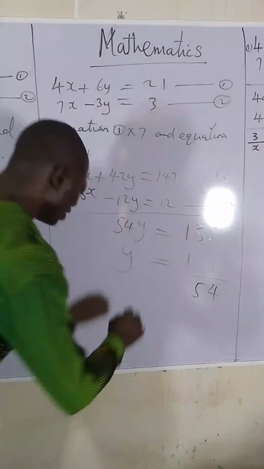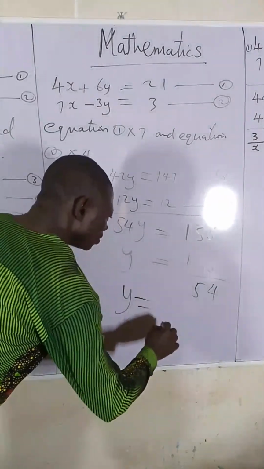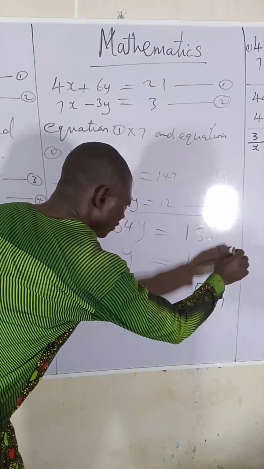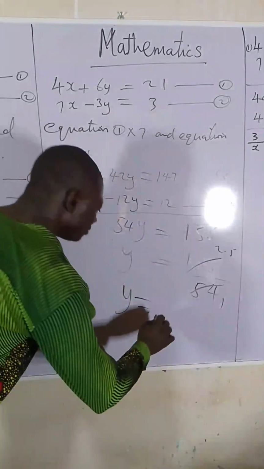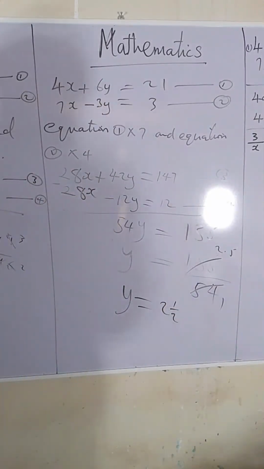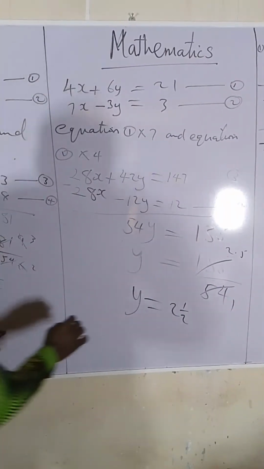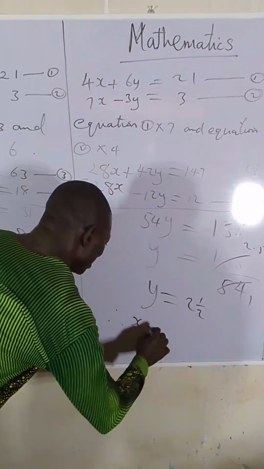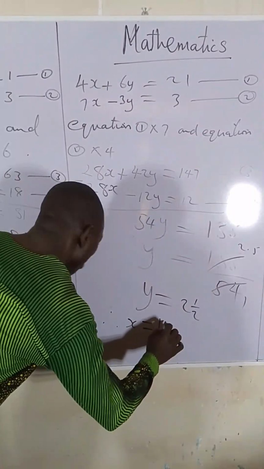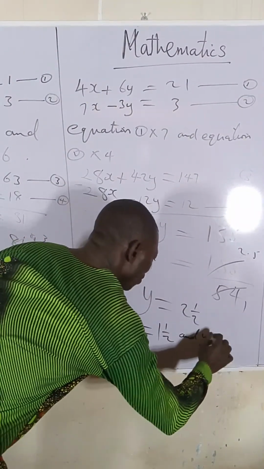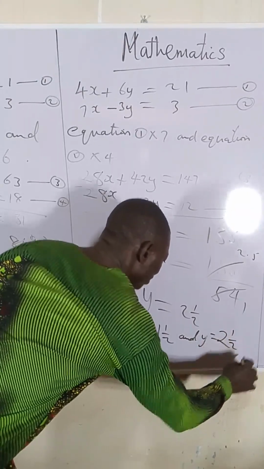Finally, we are going to get y is equal to, when we divide here, we get 1. Divide here, we're going to get 2.5. That is 2.5. 2.5 becomes the value of y. Therefore, from this calculation, using the elimination method, x is equal to 1 whole number, 1/2, and y is equal to 2 1/2.